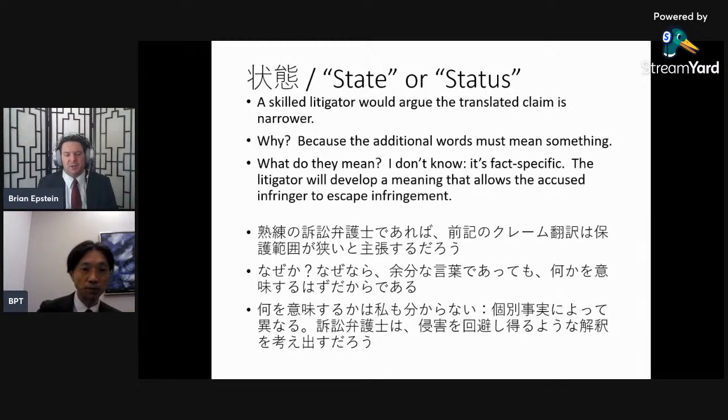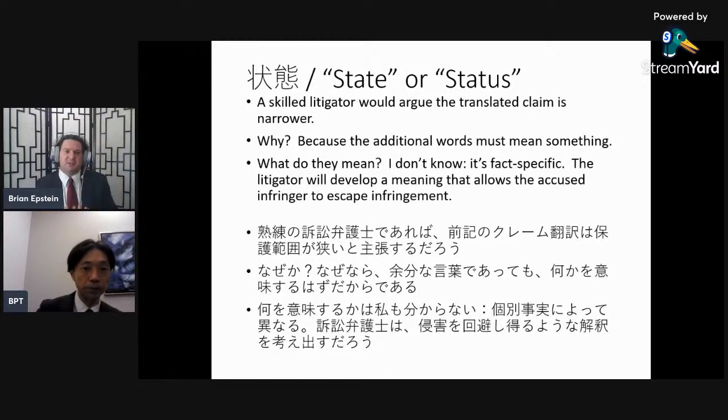This is a common practice in prosecution. It applies to litigation as well. And so the logical question then is, well, okay, what do they mean? And the fact of the matter is I don't know. It's fact specific. And it's not just fact specific about the patent application being considered, or at that point an issued patent. It's also fact specific in terms of what the accused infringer's product looks like.